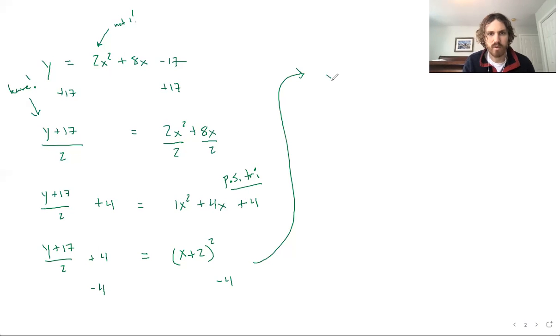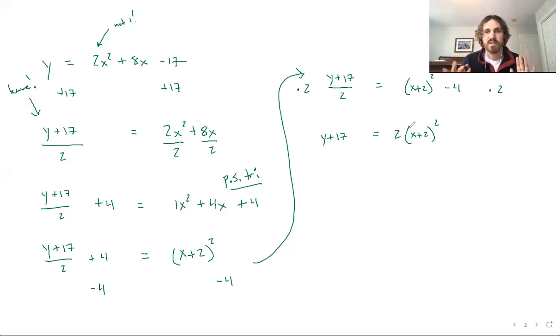That's going to give me y plus 17 divided by 2 is equal to x plus 2 all squared minus 4. Multiply by 2. Make sure you multiply everything by 2. That should give me y plus 17 equals 2 times x plus 2 squared. No need to try and multiply through here because we're trying to leave this thing in vertex form.